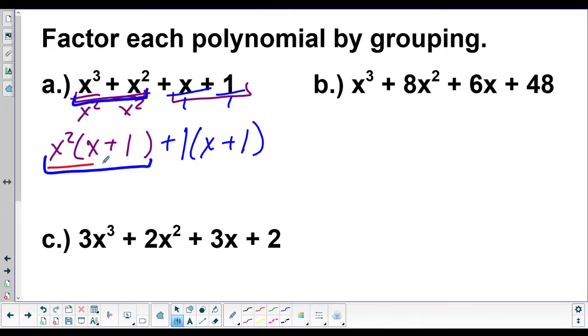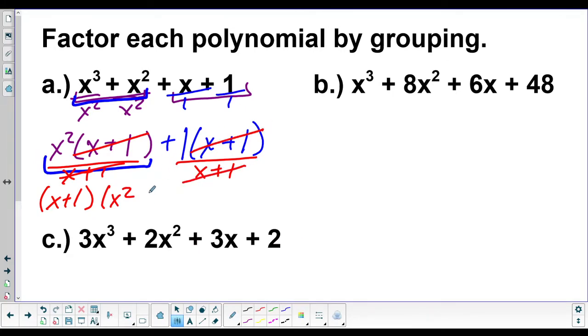Okay. So now we look at these and we ask ourselves, what do they have in common? They have x plus 1 in common, so we're going to factor that out. Put the x plus 1 in front, and then divide by x plus 1 on both of these. These cancel. What's left over? X squared. Divide. These cancel. What's left over? Plus 1. And then this is our answer. So x plus 1 times x squared plus 1.